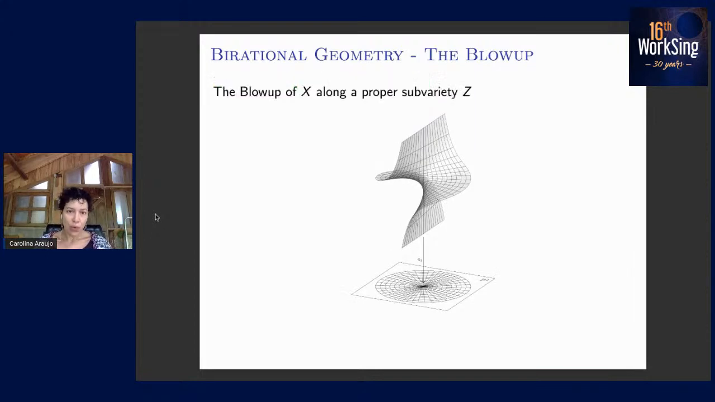Okay, so more generally, I can start with any, say, smooth projective variety X and blow up any proper subvariety Z. And if they are both smooth, then the resulting variety is, again, a smooth projective variety. And if I remove the center of the blow up and its inverse image, which we call the exceptional divisor, then again, I get an isomorphism between the variety X and its blow up. And in this way, I can produce many, many varieties that somehow look like X, but they are non-isomorphic.